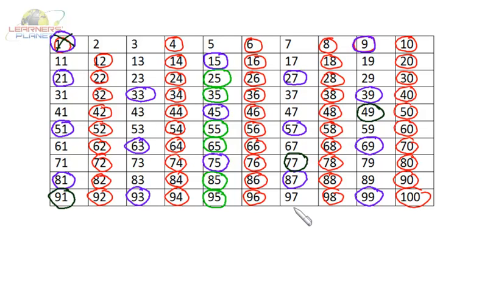Now the very first question which I would like to ask you is how many prime numbers are there from 1 to 100. So you can count the numbers which are not circled, and in all there are 25 numbers which are not circled in this chart. So there are 25 prime numbers from 1 to 100. Okay.